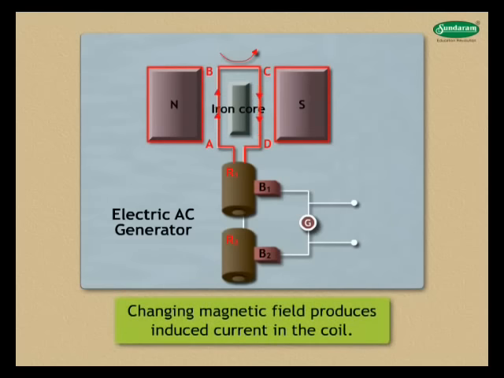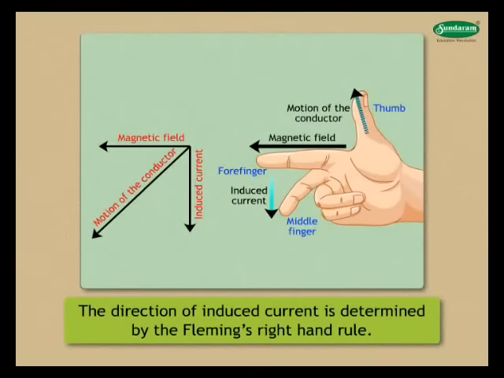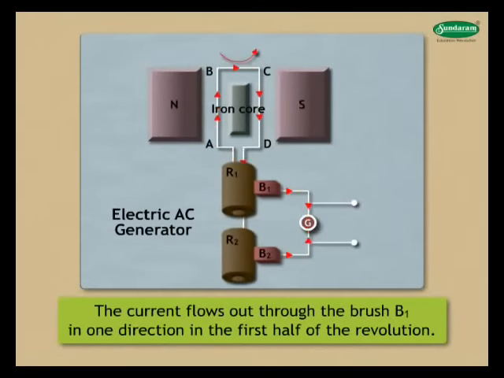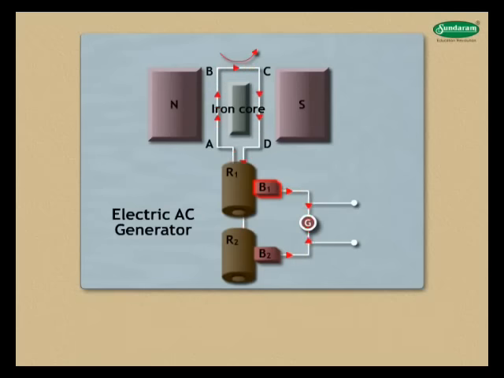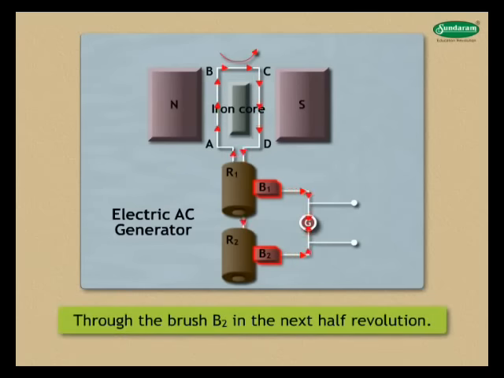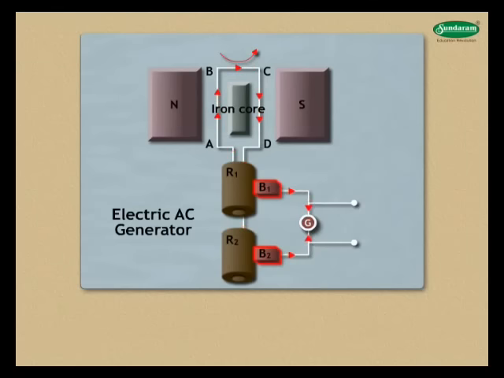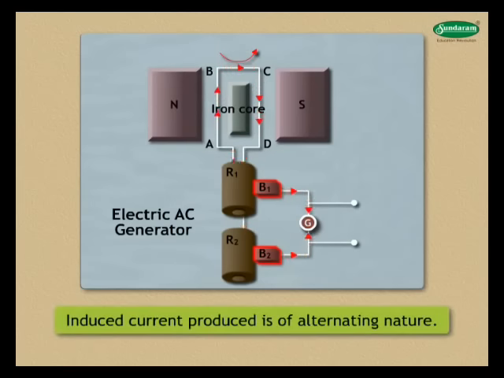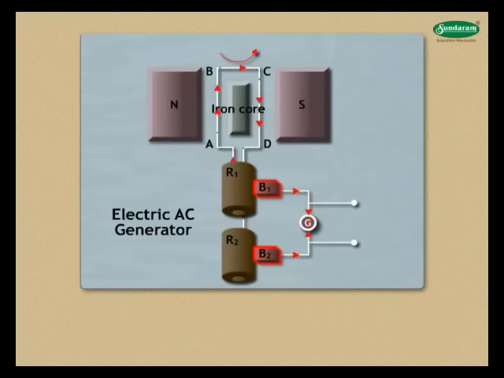Thus, the changing magnetic field produces induced current in the coil. The direction of induced current is determined by Fleming's right-hand rule. The current flows out through the brush B1 in one direction in the first half of the revolution and through the brush B2 in the next half revolution. In the reverse direction, this process is repeated. Therefore, the induced current produced is of alternating nature. Such a current is called alternating current.